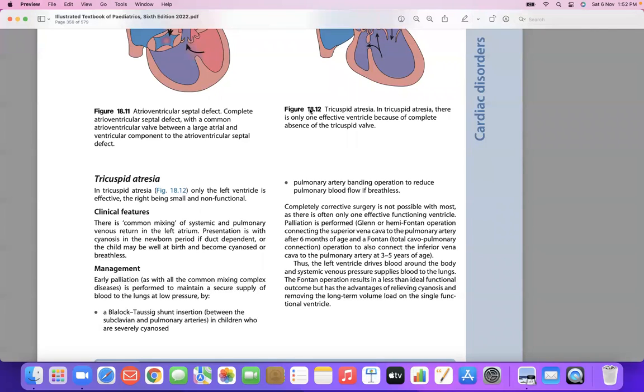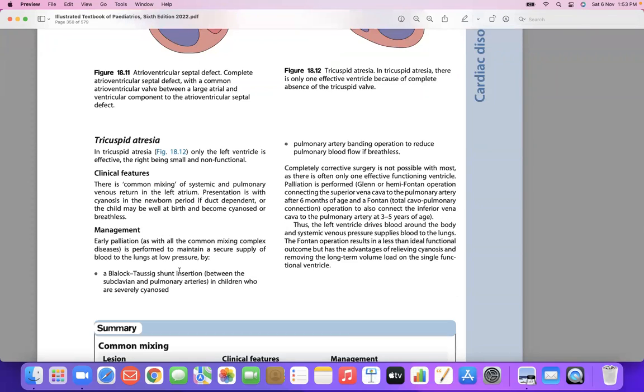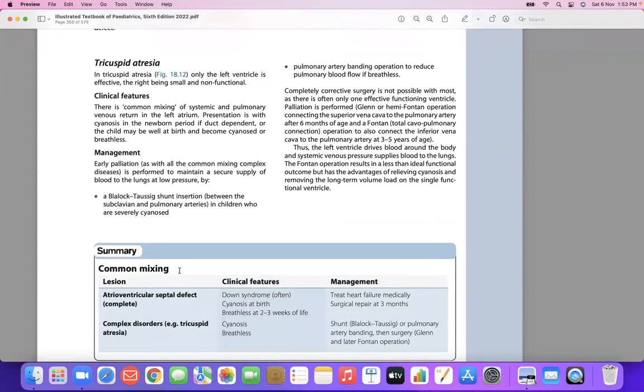So what happens, as I told you, it's a common mixing. So the presentation can be with cyanosis or heart failure. Presentation is with cyanosis in the newborn period if duct dependent, or the child may be well at birth and become cyanosed or breathless. So management, again, you will go for early palliation, as with all common mixing complex disease, performed to maintain secure supply of blood to the lungs at low pressure.